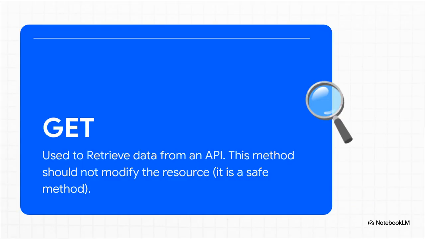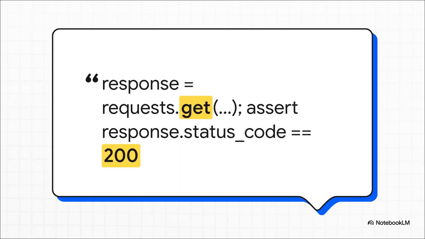So once we've created something with POST, we have to prove it exists. That's where GET comes into play. A GET request is super simple. It just fetches data. We call it a safe method because you could fire off 1,000 GET requests and it should never ever change a single thing on the server. And the code is just as straightforward.